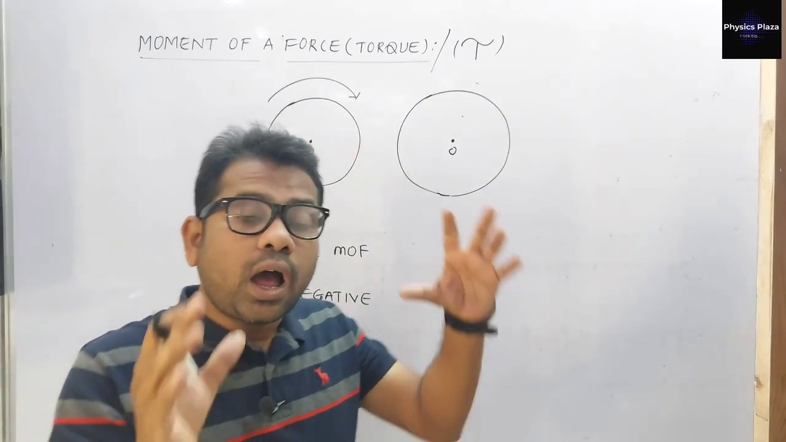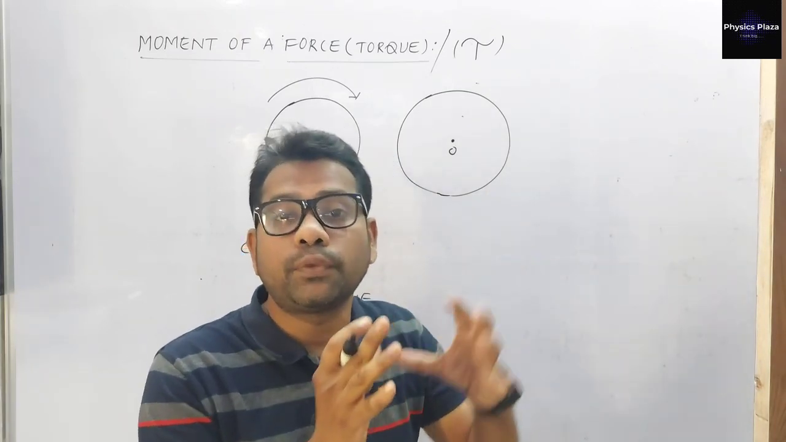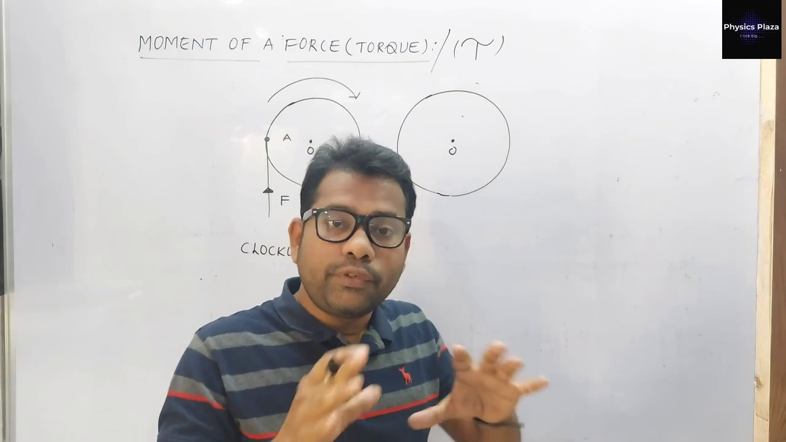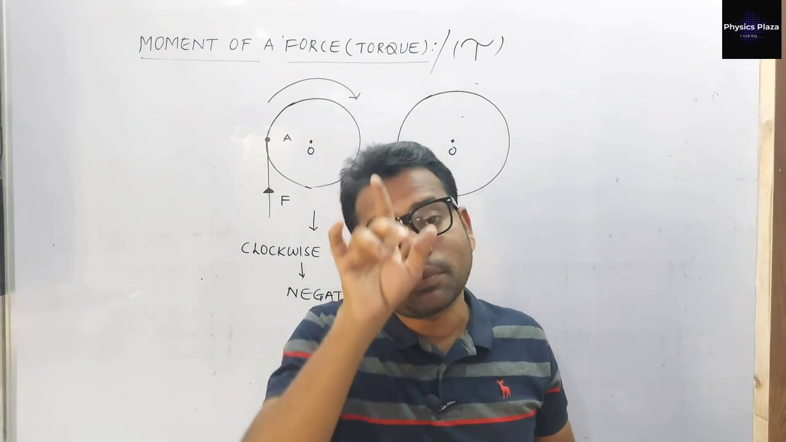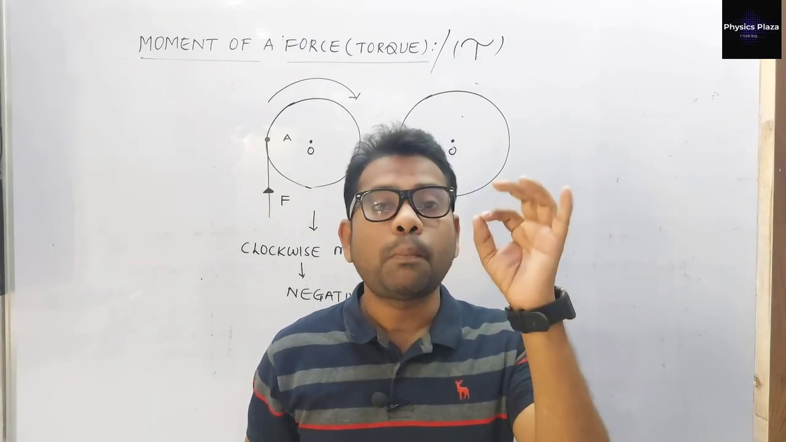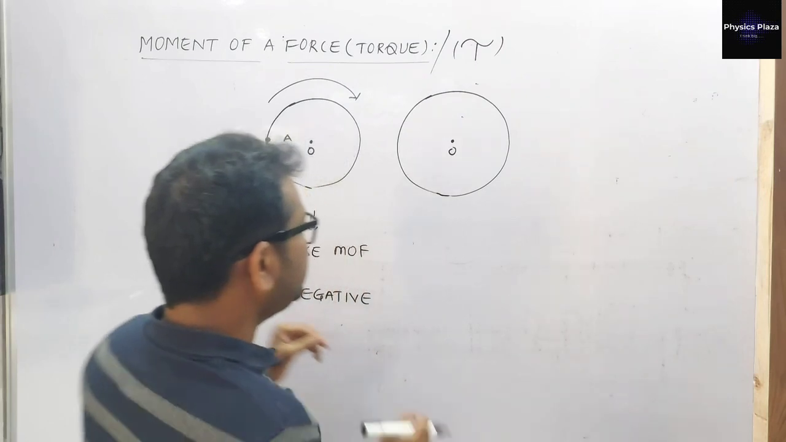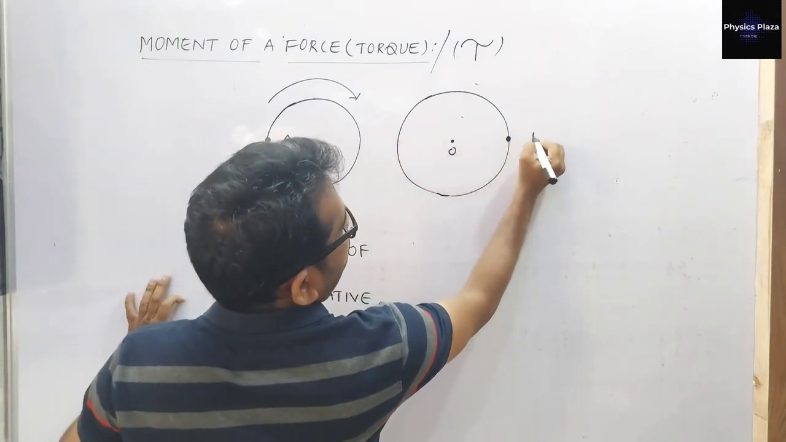But the point is, how can we change the direction of rotation without changing the force direction? Children, we should not change the force direction, but the rotation must be reversed. How? Children, it happens only when we change the point of application of force. So instead of applying force at point A, let us apply it at point B.